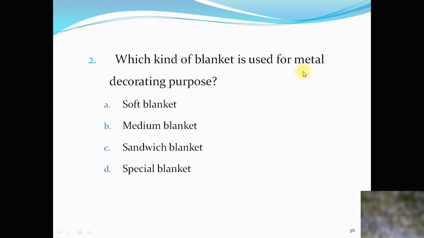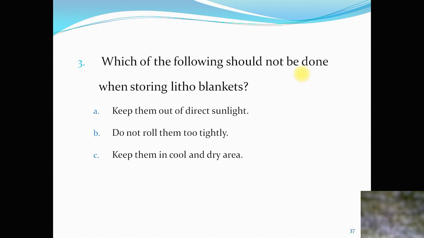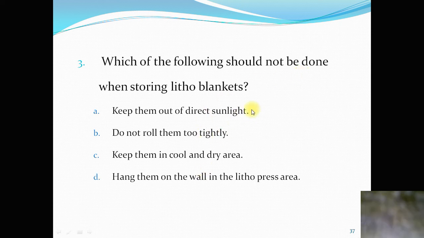Always we have to keep the blankets out of direct sunlight, so that should be there. Do not roll them too tightly; that also should be there. And keep them in a cool and dry area; that also stands good. But what should not be done to the blanket? It should not be hung on the wall in the litho press area. This is the right answer. Okay? D is the right answer.